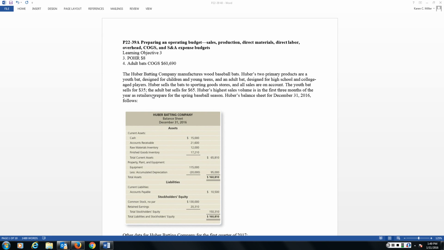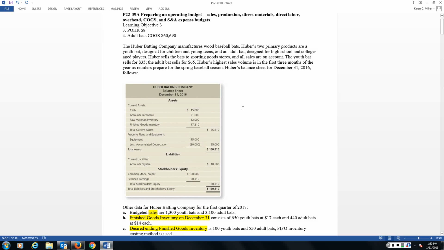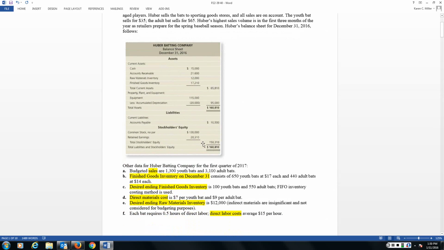It tells us that our highest volume takes place in the first 3 months of the year, so we're going to be looking at a budget for the first quarter. They've provided us with Huber's balance sheet for the last quarter of 2016, and they've asked us to put together a budget for the first quarter of the following year, 2017.